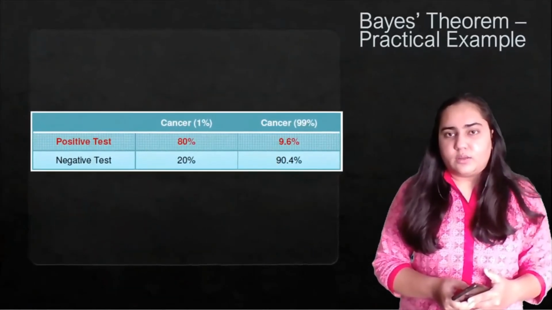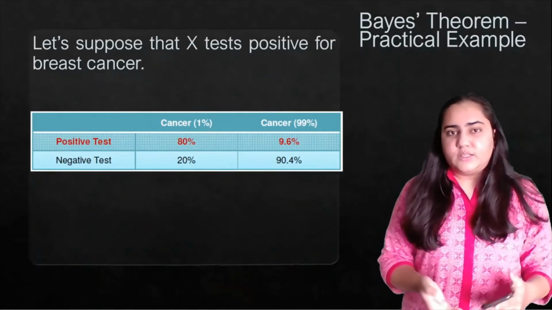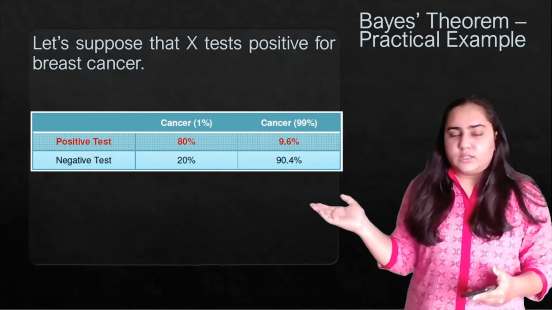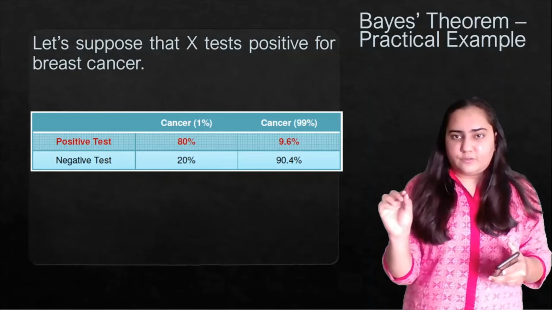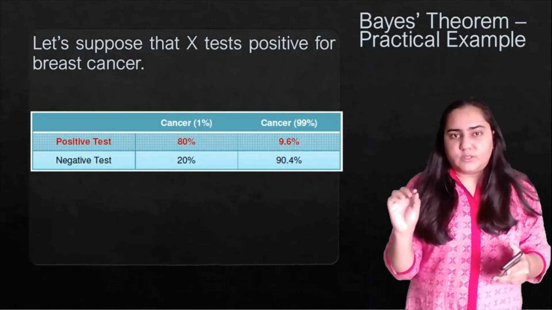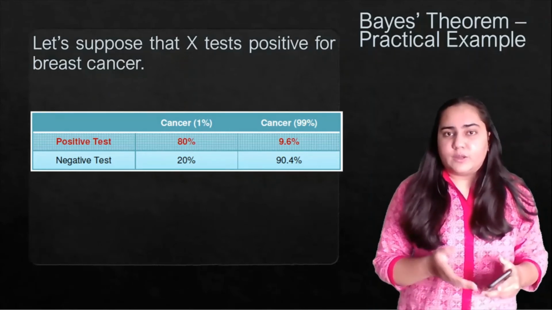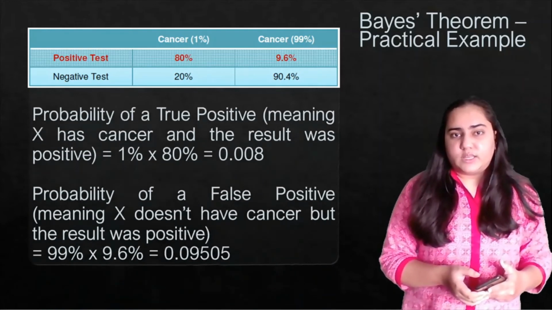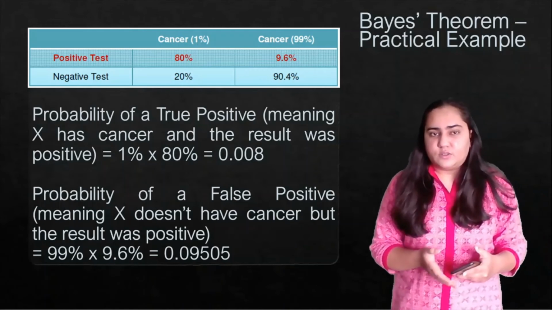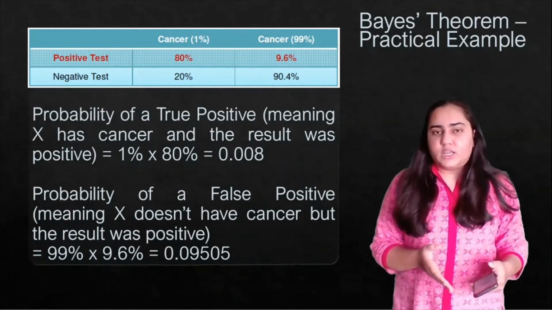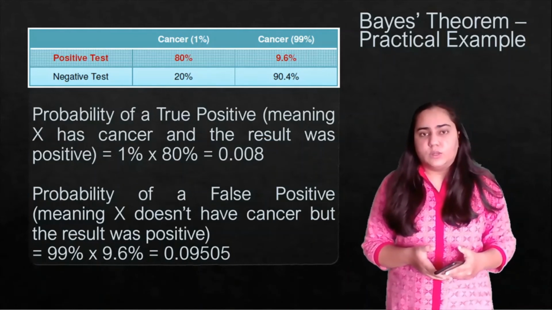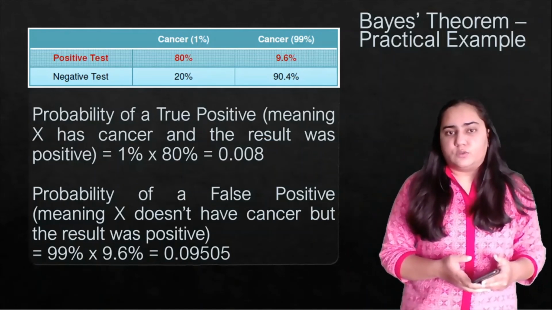Now we will see how the Bayes' theorem example helps. Let us suppose that there is a person X who tests positive for breast cancer. In this case, from the table that you have, you are going to be using the positive row, the row that shows a positive test, because we are talking about a positive test. Now using that, we want to find out the possibility of getting cancer. So the probability of a true positive, which means X has cancer and the result was also positive, is 1% into 80%, because 1% is the possibility of anybody having cancer. So 1% into 80%, which is 0.008.